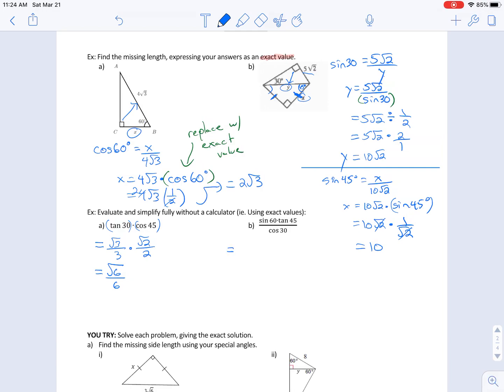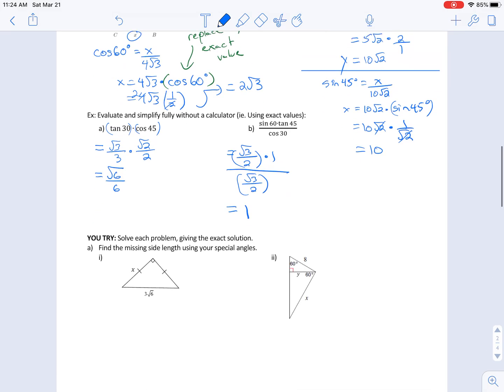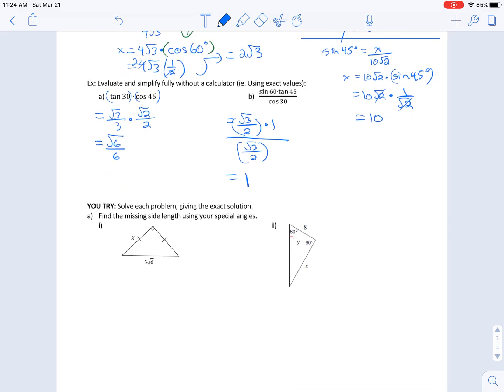Second one, I've got 3 things going on here. So I've got sine of 60. Opposite 60 is root 3. So I'm going to use that. Tan of 45, which is just 1 actually. And then cos of 30 is root 3 over 2. So I end up with root 3 over root 3. Anything over itself is just 1. That's it. Okay, if you want, you can pause this and try the last ones.